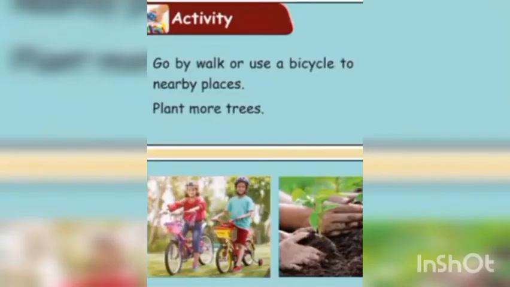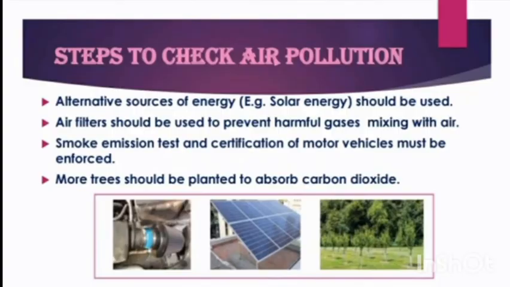Activity. Go by walk or use a bicycle to nearby places. Plant more trees. Steps to check air pollution. Air pollution can be reduced by the following steps. Alternative sources of energy, example, solar energy should be used. Air filters should be used to prevent harmful gases mixing with air. Smoke emissions test and certification of motor vehicles must be enforced. More trees should be planted to absorb carbon dioxide.